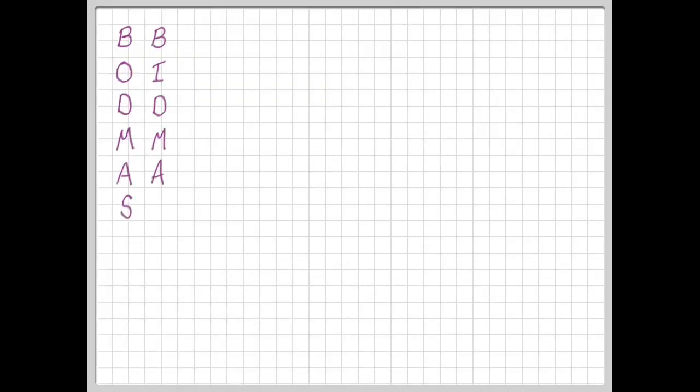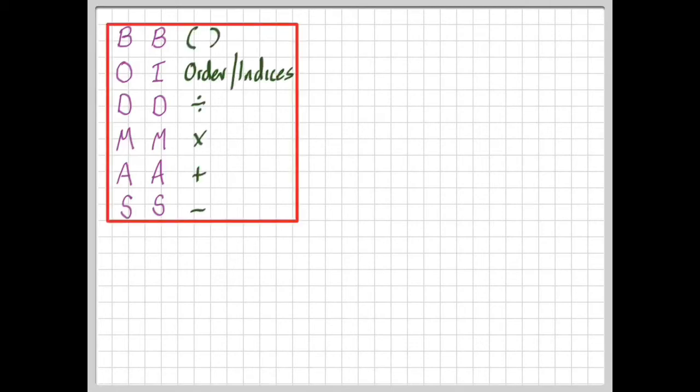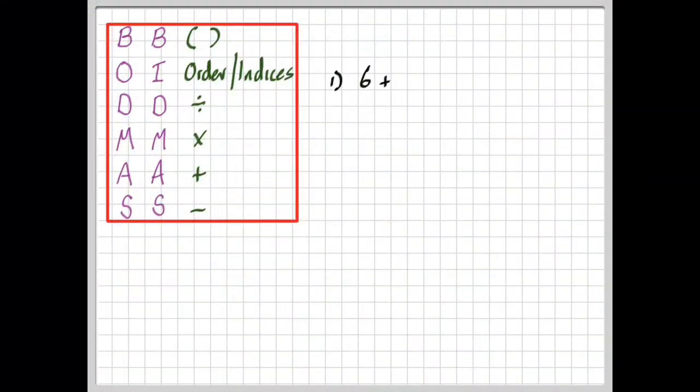So I'm just going to quickly sketch up here BODMAS and BIDMAS. Let's just remind ourselves. So we've got the brackets there, order or indices, divide, multiply, add or subtract. And I've drawn a little picture of brackets rather than actually write it out. So let's have a go at our first example. So we've got 6 plus 16 minus 2 times 3, and you may be thinking, oh my, what am I going to do? But it's really, really easy. I'm just going to go through my list.